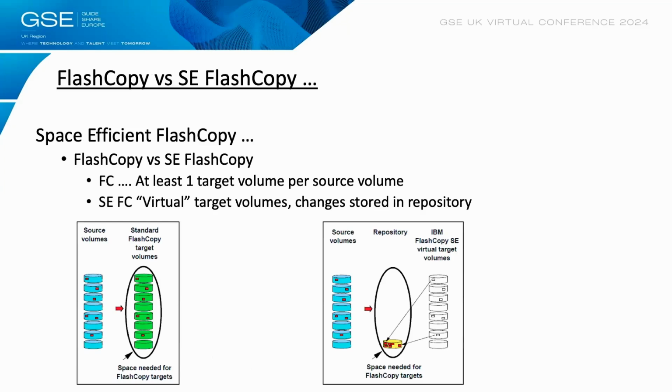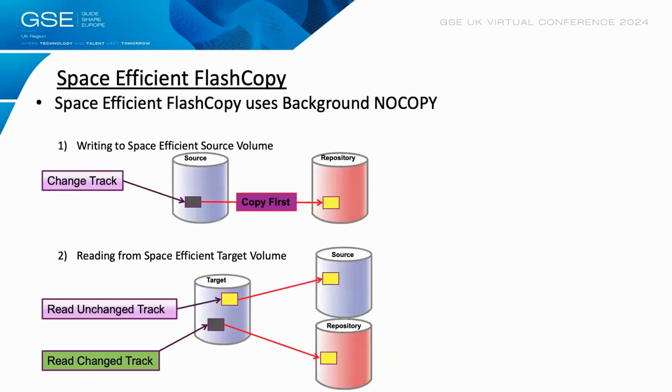Right. So flash copy versus space efficiency. I really am on new ground here. So flash copy, you need at least one target per source volume. So there's a one-to-one match. With the space efficient one, you don't need a one-to-one. What you have is a repository, and the changes are stored in there. So you don't need all the volumes available all the time. So the changes are stored and then can be applied. So that's the space efficient side of it.